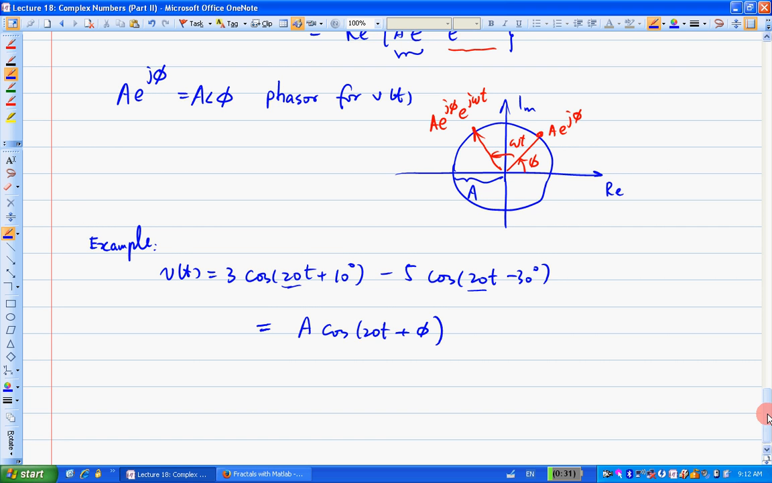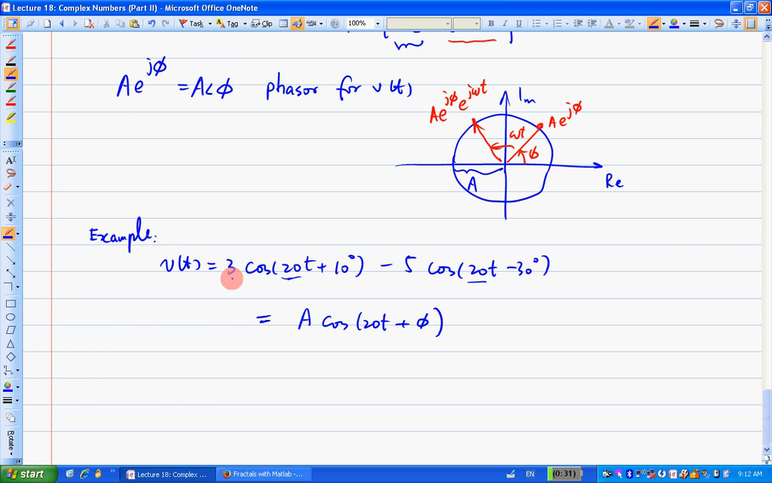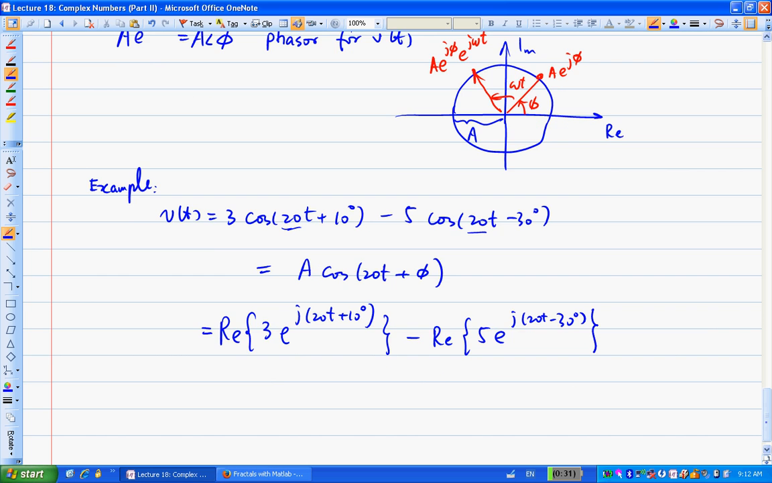Here's what we're going to do. This is this guy minus that guy. I'm going to start with equal signs. This one here is the real part, so it's 3 e to the power j(20t plus 10) degrees. And this part here is a negative real part, 5 e to the power j(20t minus 30) degrees.